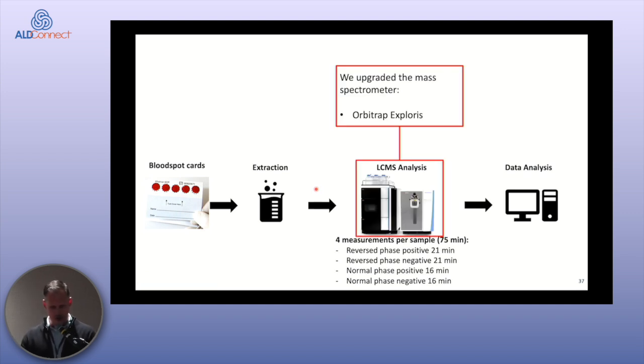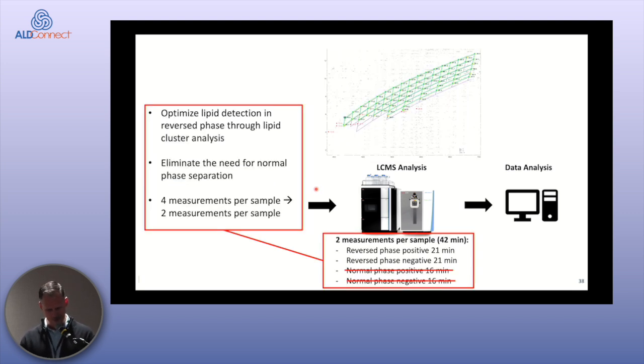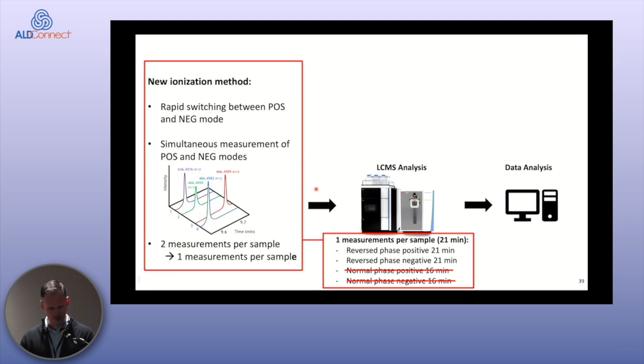So to resolve this challenge, we upgraded our mass spectrometer to a new Orbitrap Explorer 240. And using this new technology, we were able to optimize our lipid detection by leveraging the cluster formation that lipids demonstrate when you analyze them using mass spectrometry. And this basically allowed for the elimination of one of the separation modes we used. So we were able to cut the measurement amount from 4 to 2 measurements per sample.